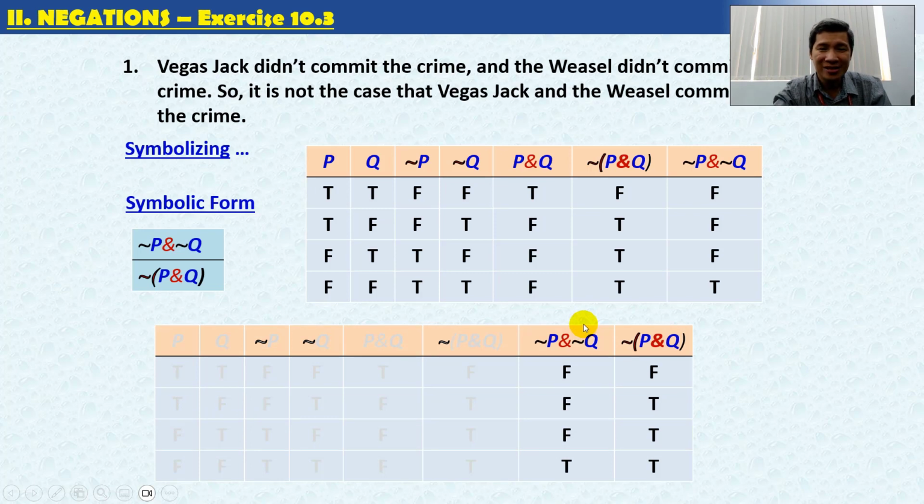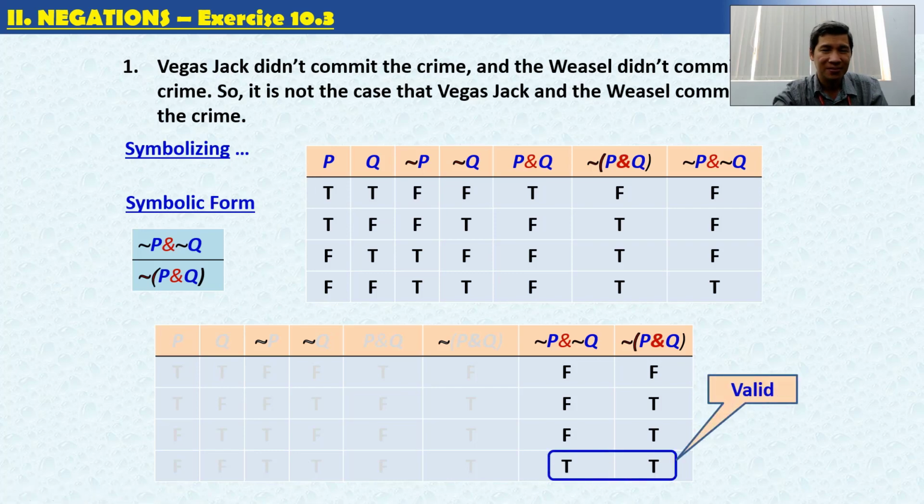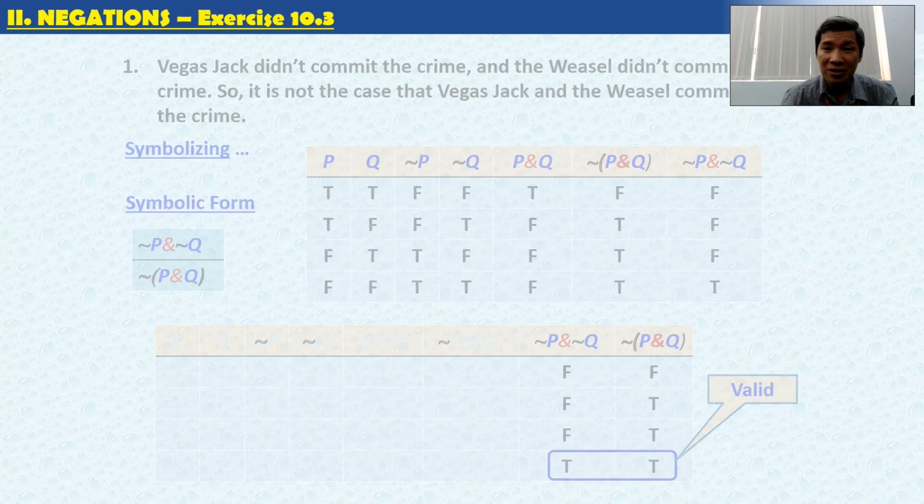Now we have here the last table with just 2 columns. Premise on the left, conclusion on the right. We have the only case when the premise is true and the conclusion is also true. Valid. Then you can see this is the strength of the truth tables. It gives us the ease of thinking. We just look, analyze, and we just have our decision.